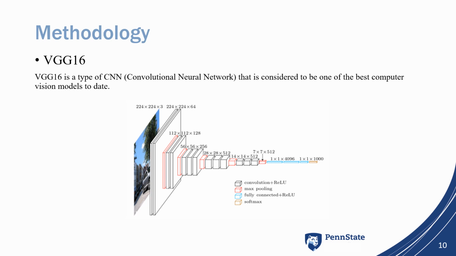138 million trainable parameters. And the most unique thing about VGG16 is that instead of having a large number of hyperparameters, they focused on having convolutional layers of 3x3 filter with a stride 1 and always use the same padding and max pool layer of 2x2 filters of stride 2.